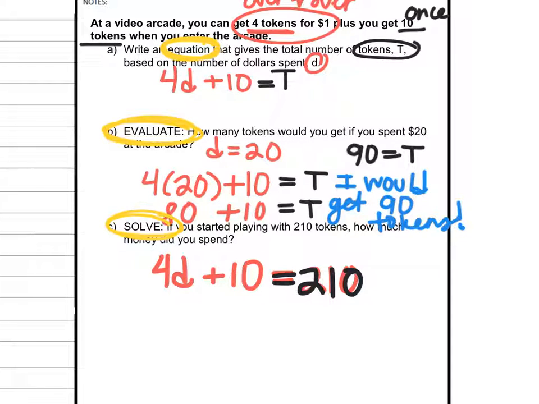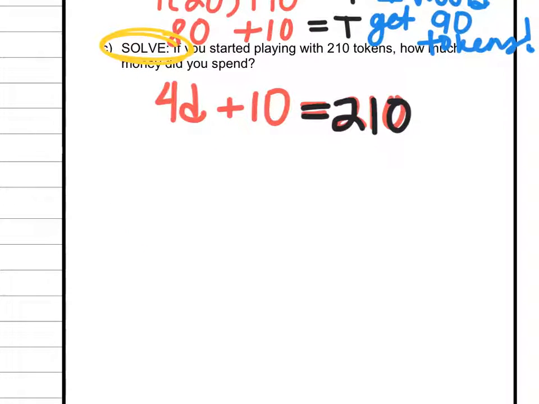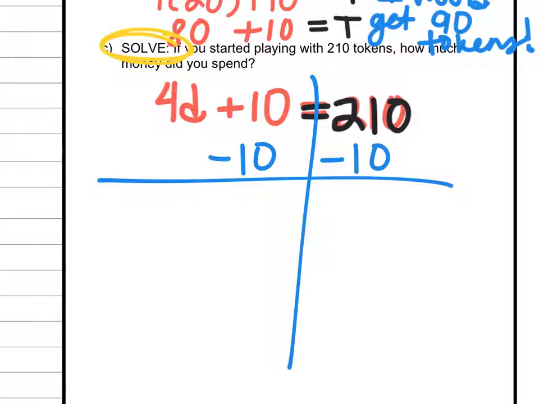You're solving for D. Okay, so let's solve for D. This is a two-step equation. You're great at them. So we draw our bouncing line. We subtract 10, because we undo our addition and subtraction first. We've done this for a long time now. Now we write 4D is equal to 200, and we divide by 4.